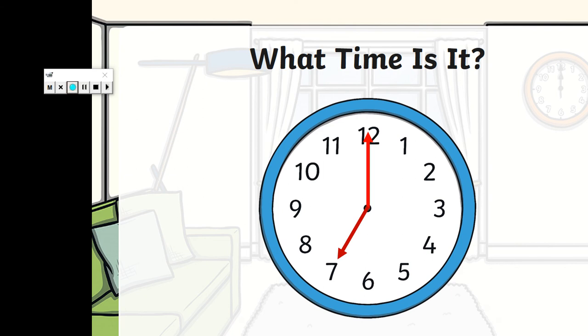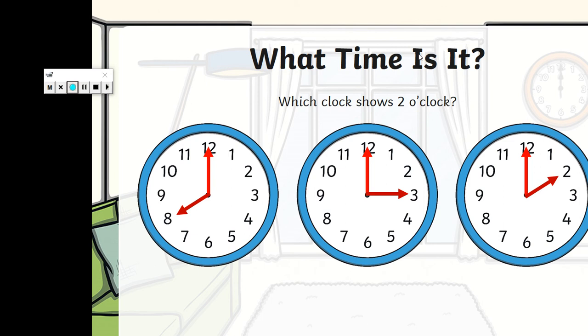So it is 7 o'clock because the hour hand is pointing to the number 7. What time is it now? It's 3 o'clock because the hour hand is pointing to the number 3. What time is it now? It's 11 o'clock. What time is it now? It is 6 o'clock. And what time is it now? It's 9 o'clock. And this time here with both hands together, it's 12 o'clock.